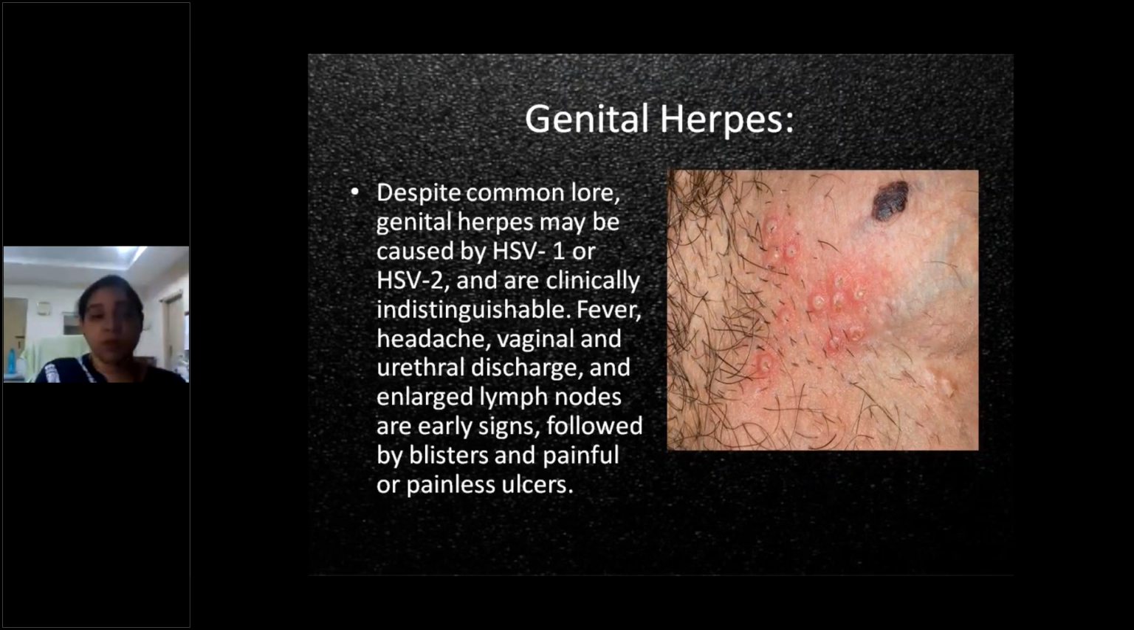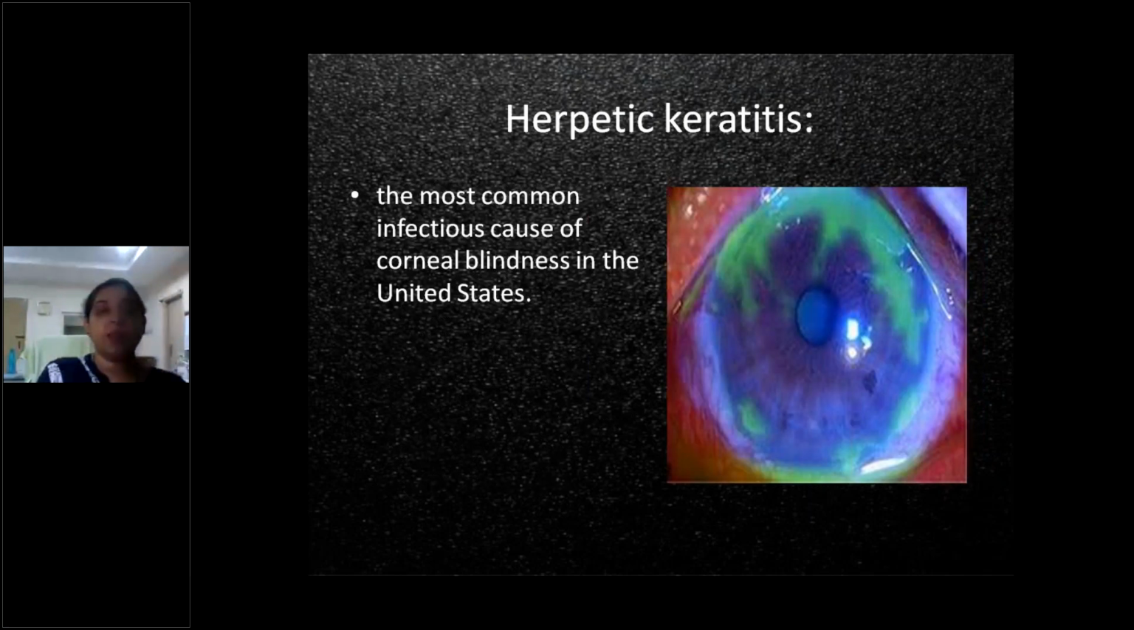Genital herpes. Despite the common belief, genital herpes may be caused by either HSV1 or HSV2. It is usually characterized by fever, headache, and vaginal or urethral discharge. The lymph nodes are enlarged, followed by blisters and ulcers. Ulcers may be either painful or painless. Herpetic keratitis is the common cause of corneal blindness in the United States.